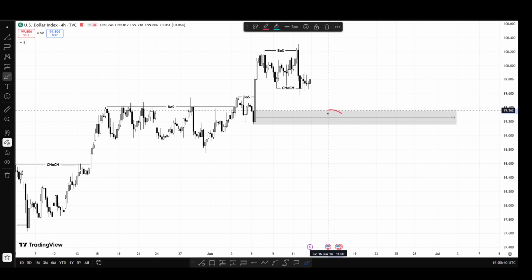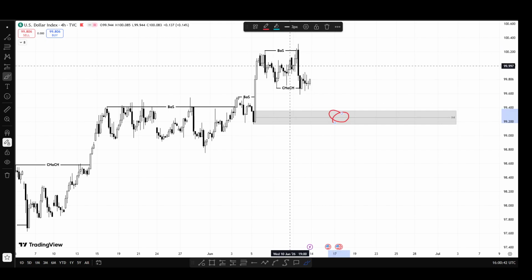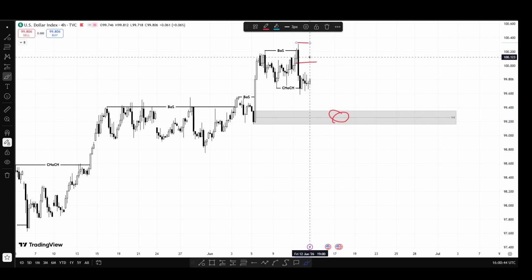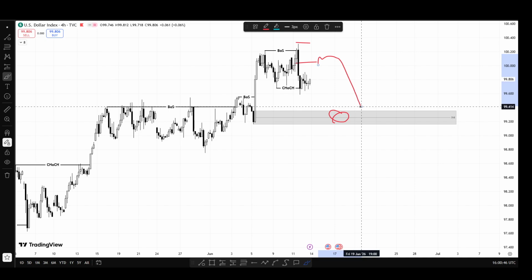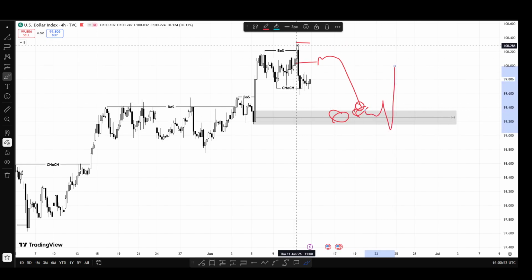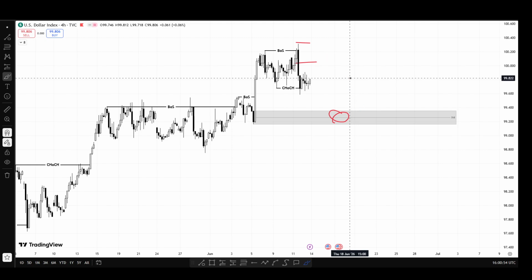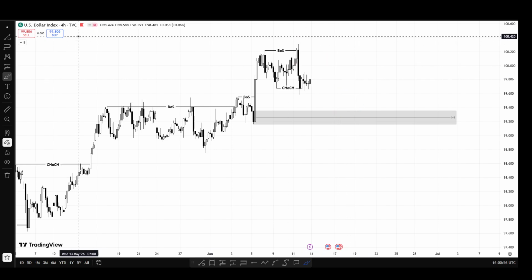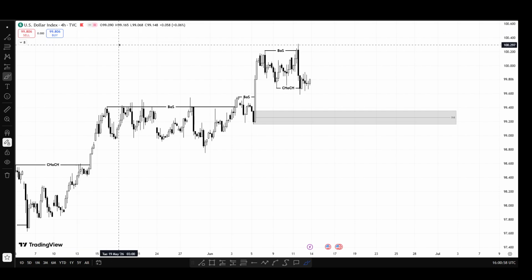So we'll be waiting for this order block to get mitigated. This supply zone will give a lower time frame shift to then mitigate this order block, and then we give a lower time frame shift to buy to break this high. So that's my narrative on the dollar index.